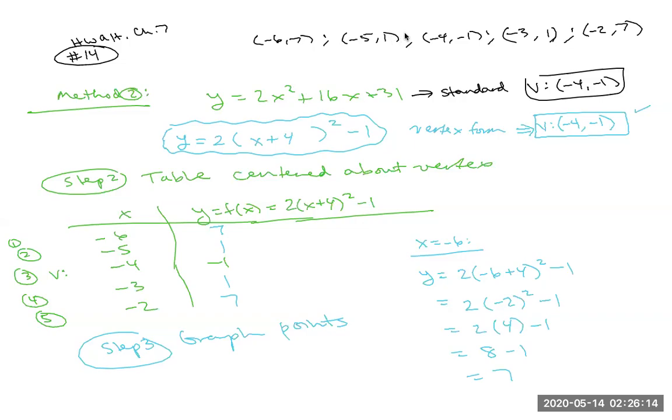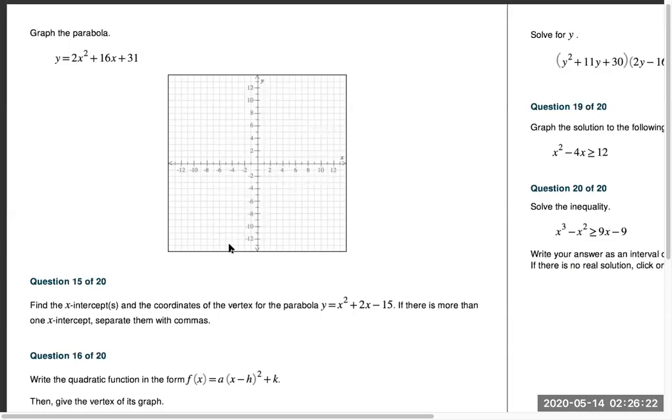All right, let me stop share and share with you the notes again. Okay, so we were here and we found the points that I've already forgotten. The points were (-4, -1), (-5, 1), (-6, 7), (-3, 1), and (-2, 7).